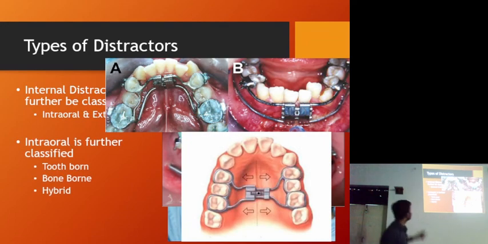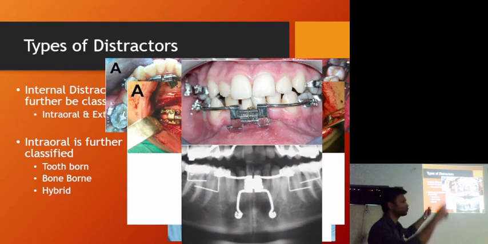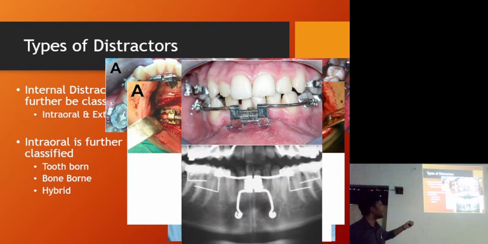Internal distractors can be further classified based on where they are attached, where they are fixed. They can be tooth bone; you can see hyrax expansion, this is a rapid maxillary expansion device. So these are tooth bone distractors. Then we have bone distractors, which are attached to the bone. Then we have hybrid, which are attached to both bone and the teeth. The most preferable here is hybrid.